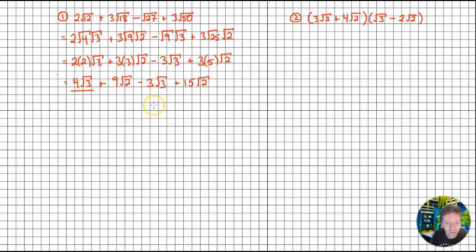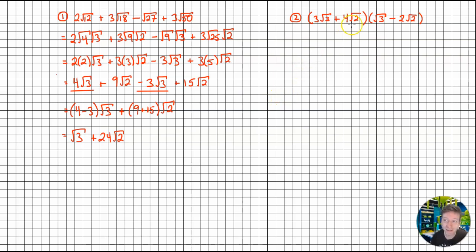So here we have a root 3 and here we have a root 3. So we have a 4 subtract a 3. Essentially all we're doing is factoring out the root 3. If you like, I can write it like this: 4 minus 3 root 3, and then plus 9 plus 15 root 2. So when we're finished, we get root 3. We don't have to write the 1 out in front. And 9 plus 15 is 24 root 2. And that's all there is to it.